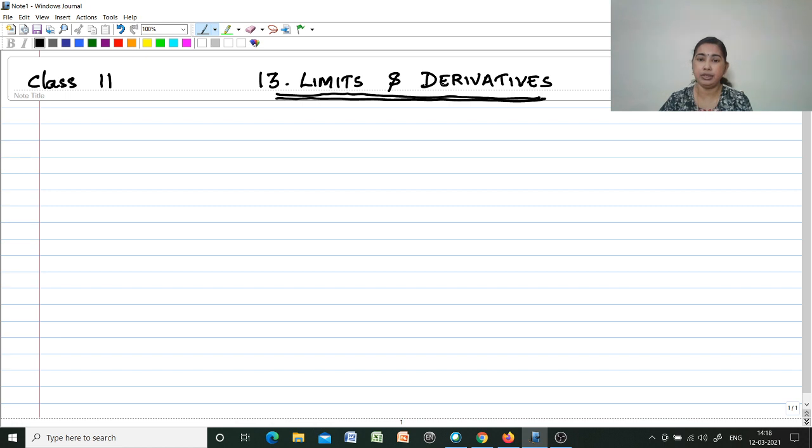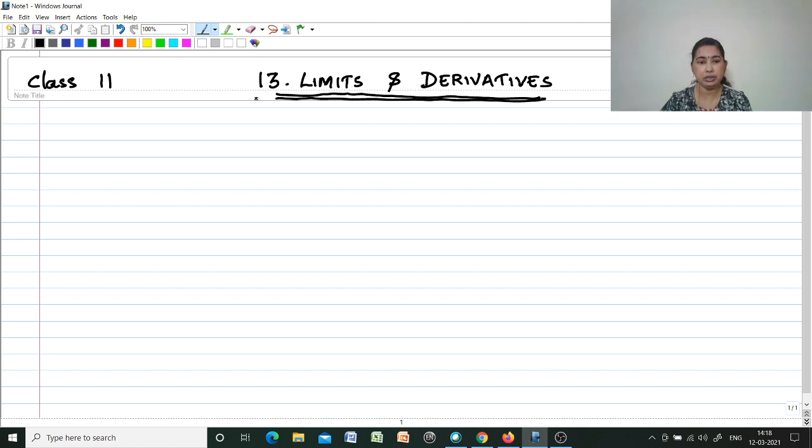So you have to be very thorough with this chapter. Around half of the total marks are for calculus, and this area comes under calculus. So limits and derivatives have great importance, and if you are going for higher studies in maths also, differentiation and integration will continue. So study well, and make each and every concept of this chapter thorough.